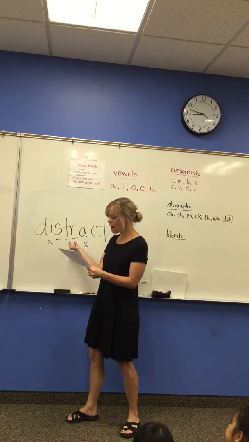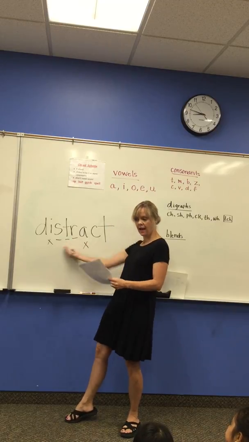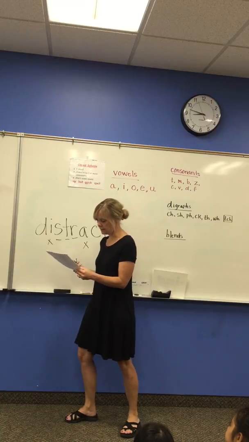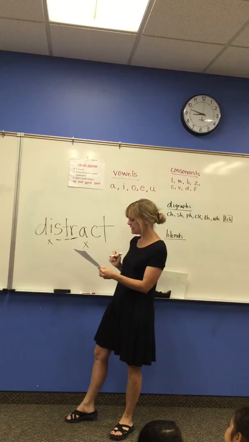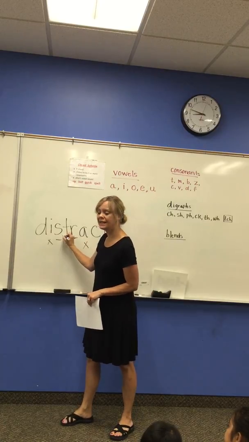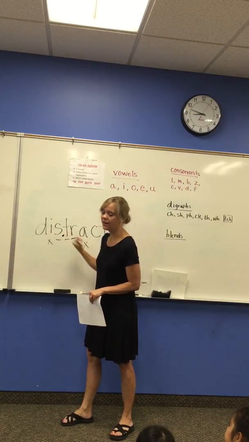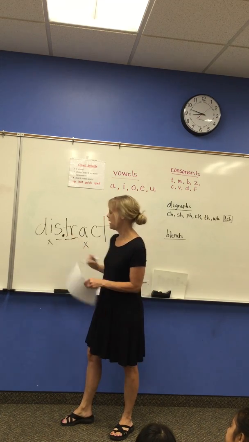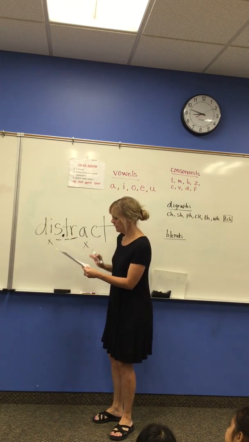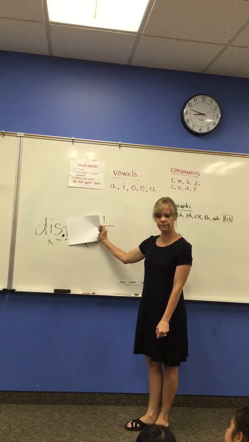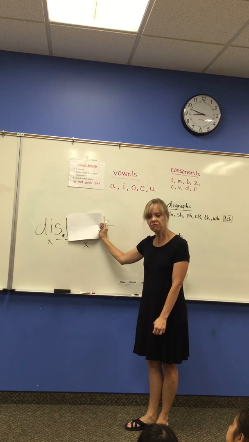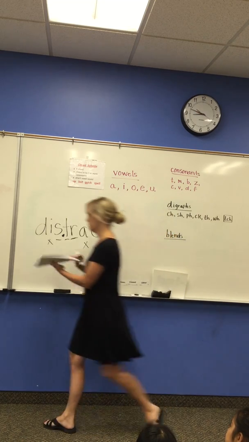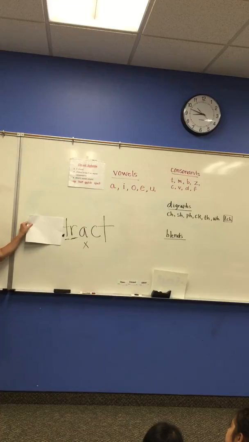A blend more often will begin a syllable than end a syllable. So in this word, the TR blend stays together. So we're going to break between the S, eyes right here, and the T. We're going to break right there. Is this a closed syllable? Yes. Is this a closed syllable, everyone? Yes. Read this syllable. Is this a closed syllable? Yes.